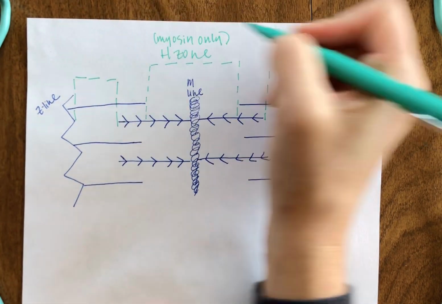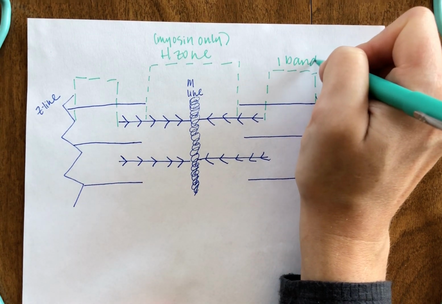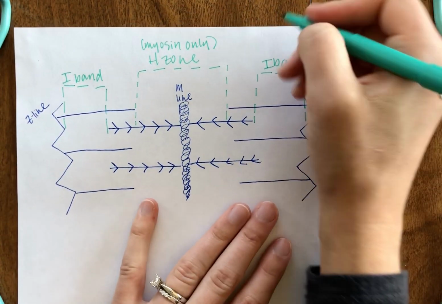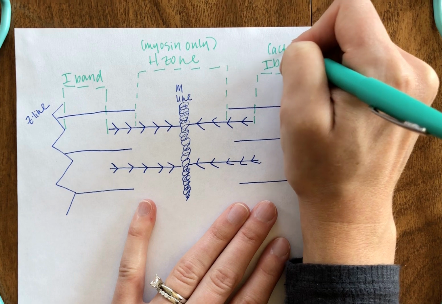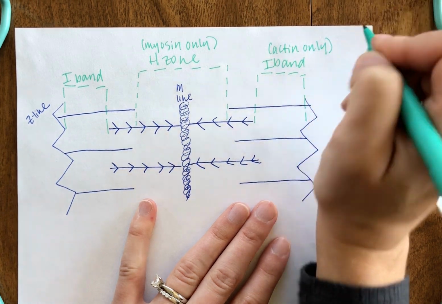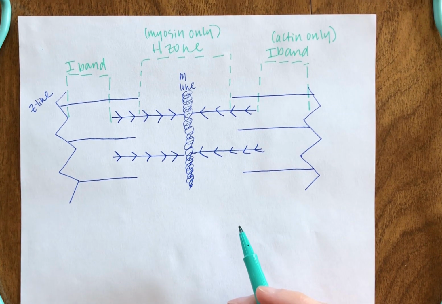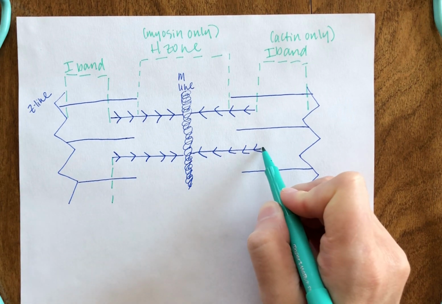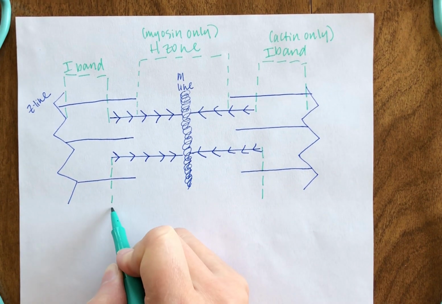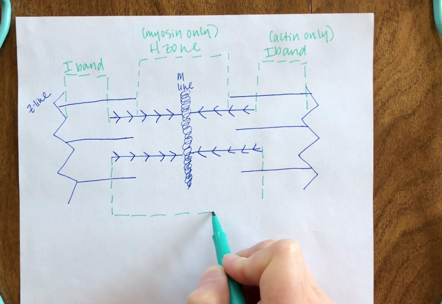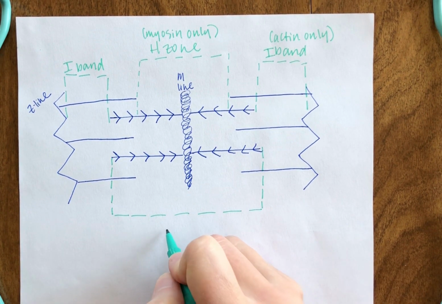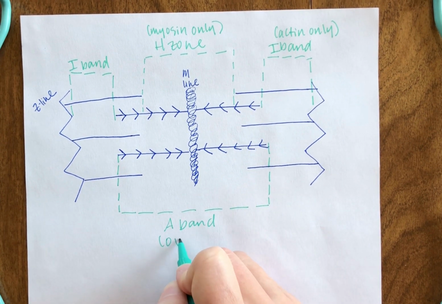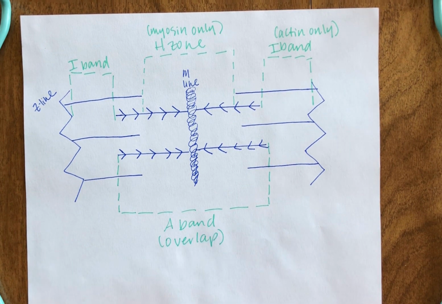Okay, this is going to be the I band. I'll label it like that, I band, and you can write yourself some notes. This is actin only. Then I'm going to put this one down at the bottom, where it goes from the end of myosin and includes actin. I'll shoot this all the way across here, and this is going to be called the A band. It includes where actin and myosin overlap.